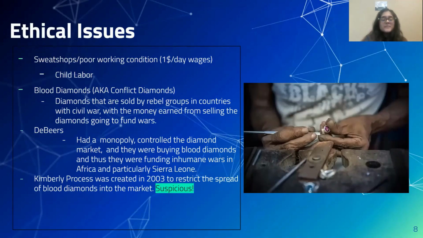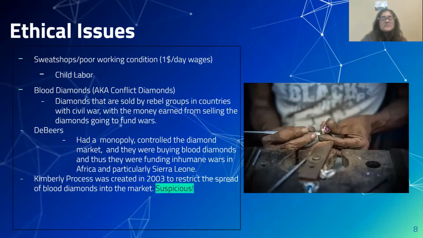Ethical issues regarding diamond mining include that because many mineral reserves are in countries with less intensive worker protection laws, workers in these areas can be working in sweatshops, making around $1 a day in places like Africa and India. These sweatshops frequently run on child labor, with children being physically assaulted, sexually assaulted, and working in dangerous conditions. Another major issue concerning diamond mining is blood diamonds.